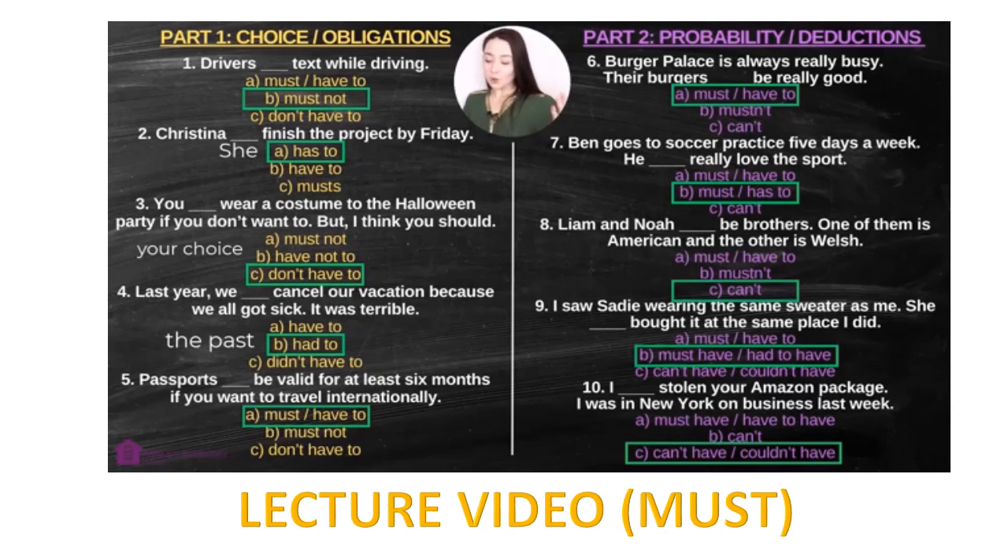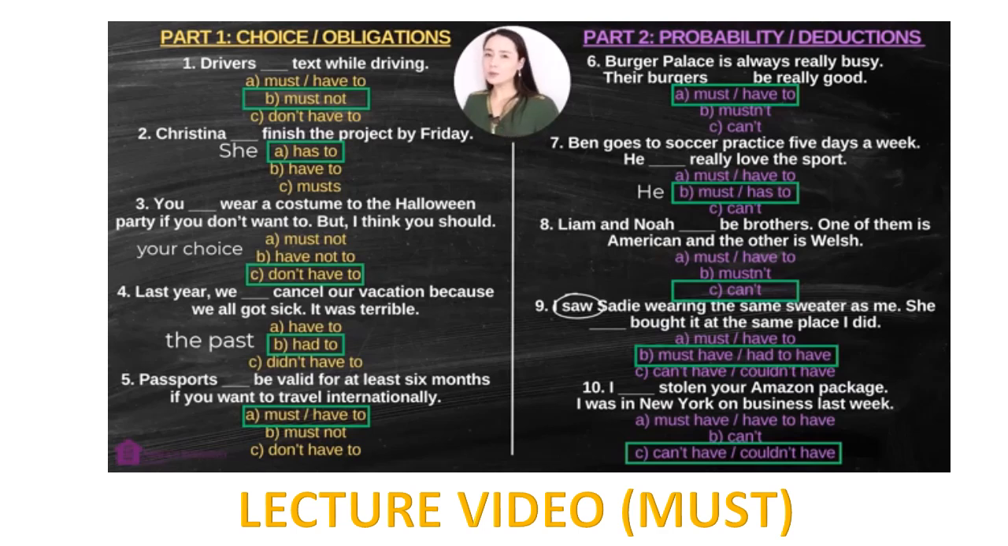Number 7, we need has to because the subject is he. And if someone does something 5 days a week, you can be pretty certain that they enjoy it. Number 8, can't because we think that's impossible. Brothers with 2 different nationalities are not so common. Number 9, we need the past form because we see saw.